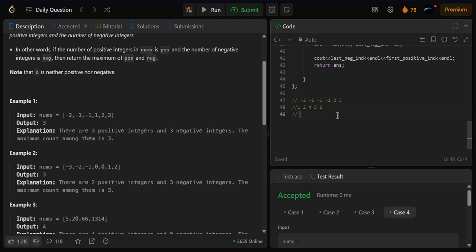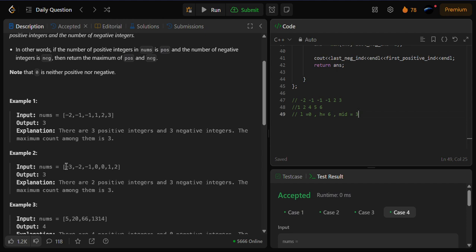So we know L is currently 0 and my high is currently 6, because there are 7 elements in this: 0, 1, 2, 3, 4, 5, and 6. So my mid would become 3. The element at the third index is 0. Now I have to find the last negative element, so it will be to the left of this 0, because all of this is in sorted increasing order.